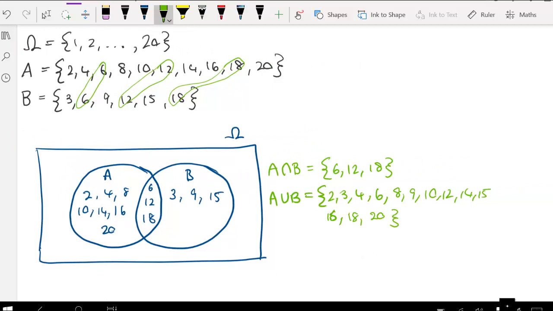Now the values outside are not A and not B. So this dash up here means not. And so that's everything that's not, and we'll talk about that in a second. That means we've got 1 left over, and 5, and 7, and 11, and 13, and 17, and 19. So the values that aren't in there are here: 1, 5, 7, 11, 13, 17, and 19.